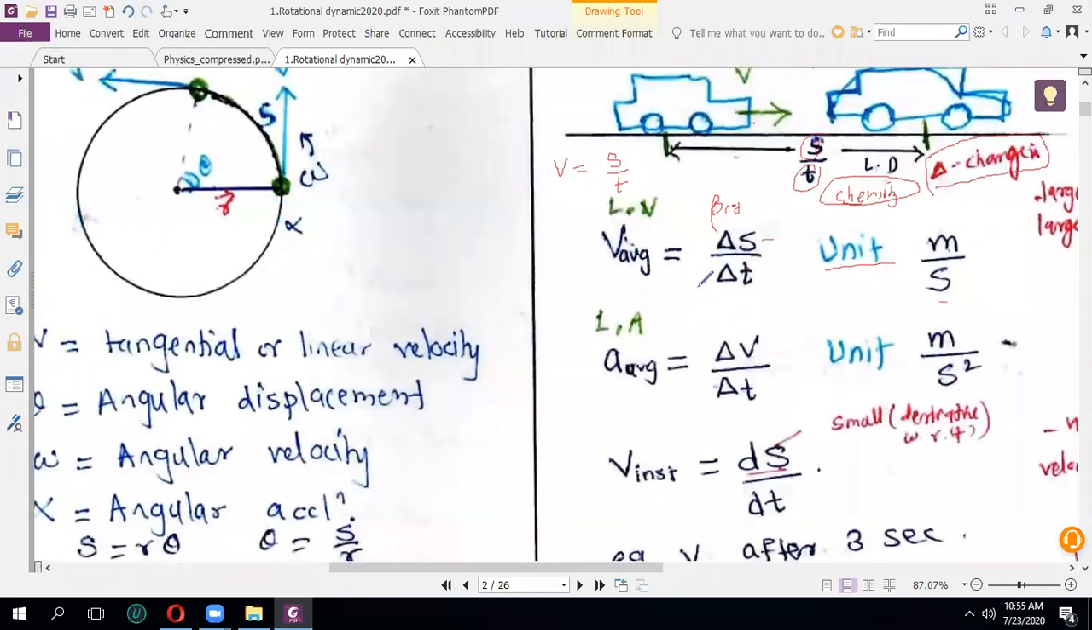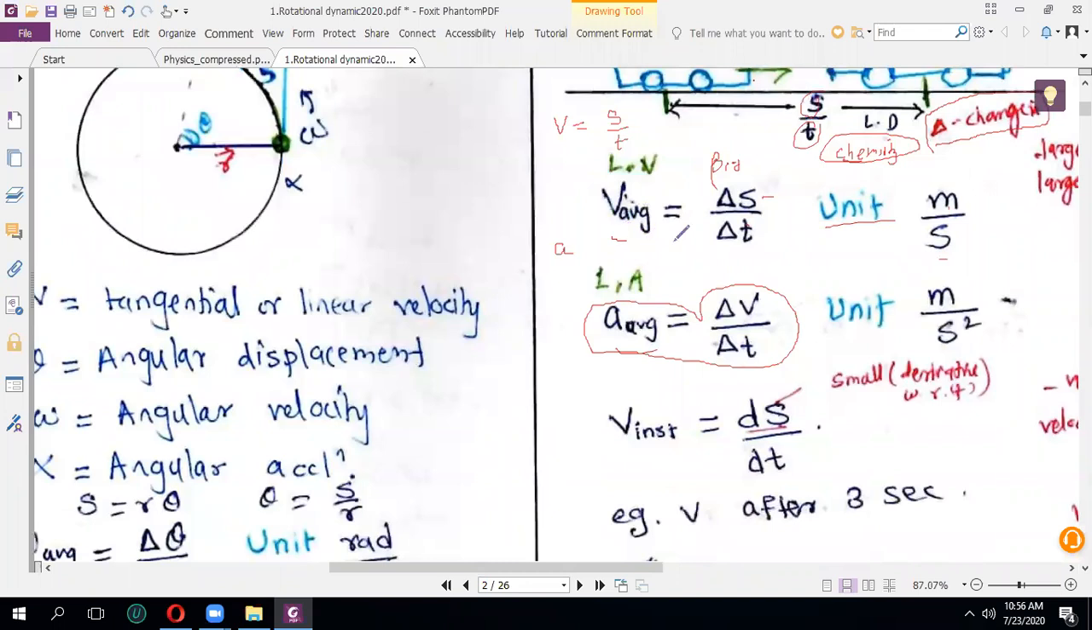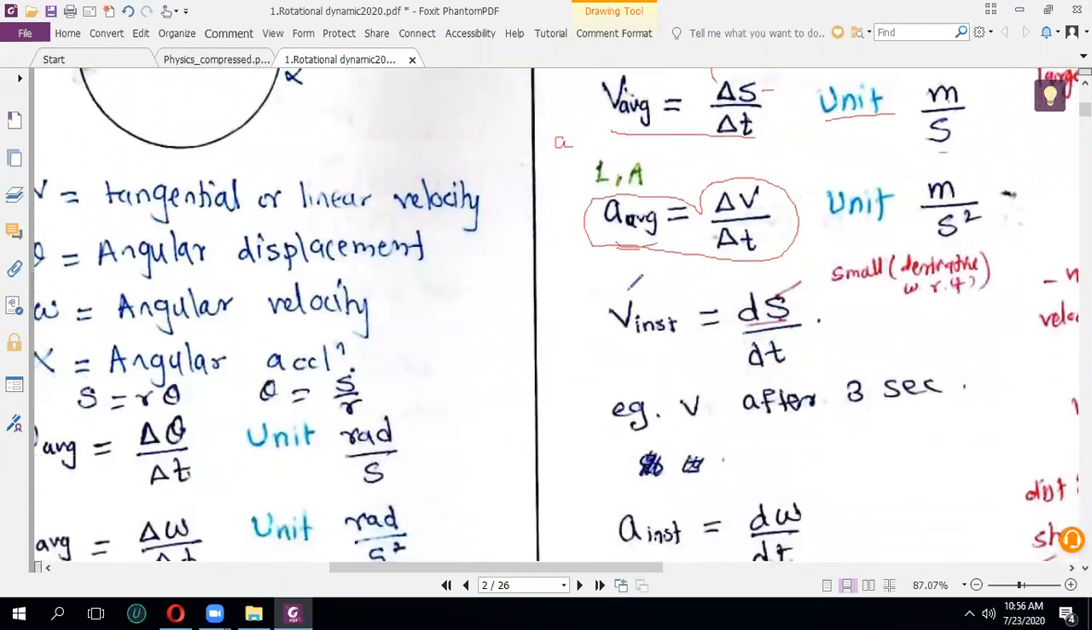Second, if we understand velocity, we can easily find the acceleration. What is acceleration? Acceleration is nothing but change in velocity upon time. This is called the acceleration. Correct? Yes, sir. I hope you understand. What is the unit of acceleration? We already know the acceleration unit, meter per second square. If you understand average velocity and average acceleration, you can easily tell me about instantaneous velocity.